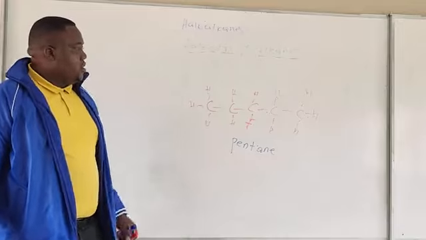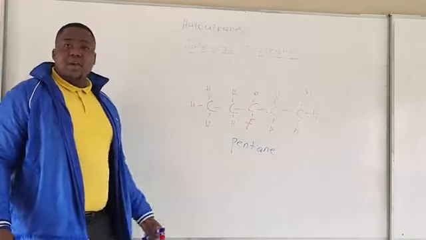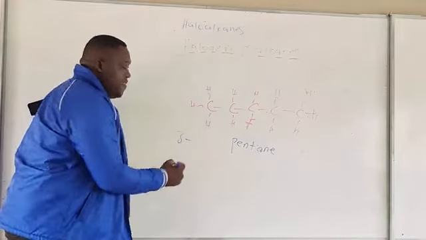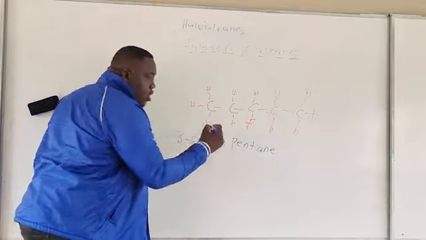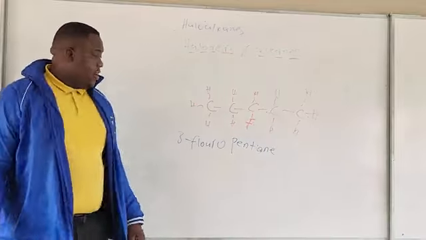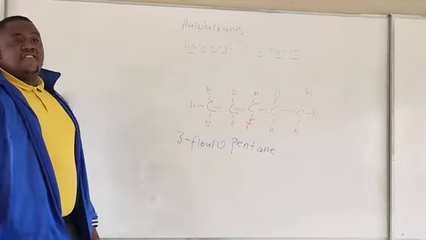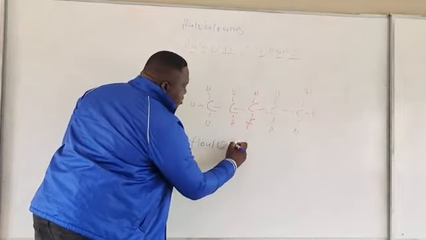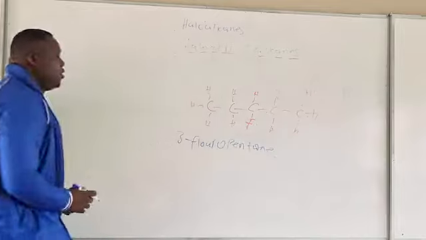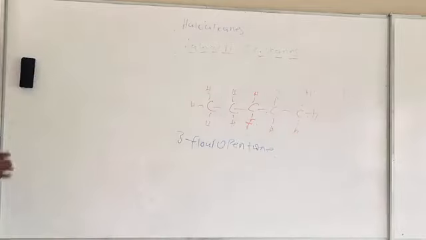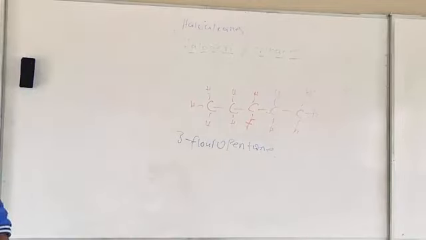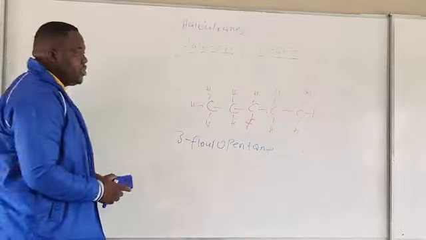Where is the fluorine? 1, 2, 3. The fluorine is at carbon number 3. So we're going to say 3-fluoropentane. You see how we give the name of this one? This fluoro and pentane must combine. 3-fluoropentane. That is the name of that one. Do you get it? But let me just introduce something which is complicated to you.